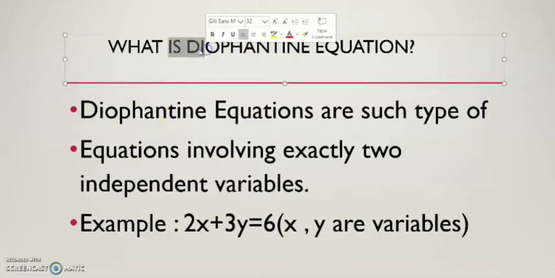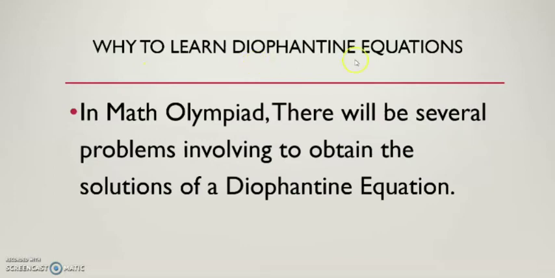The prefix in the name is di. Di means two. Why does it indicate two? Because such an equation involves only two independent variables, like the example 2x plus 3y equal to 6. That is why it is called a Diophantine equation.